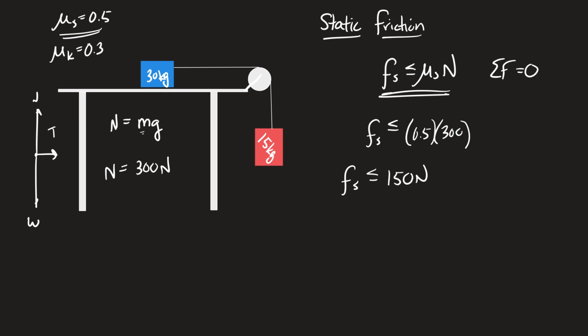Now the question is, is that frictional force enough? Like, will that be enough to hold the box in place? Now, to answer that question, I got to figure out, well, how much is pulling on the box? Because I know how much friction I have to work with, but what's the demand? Well, I'm thinking that the tension acting on the blue box is the same as the tension acting on the red box.